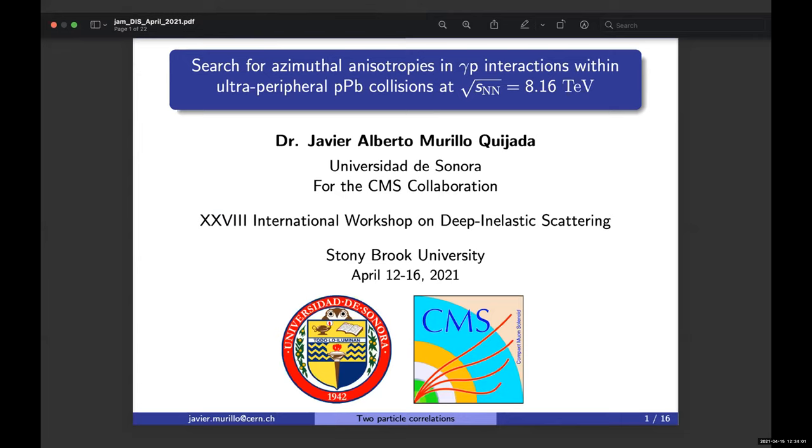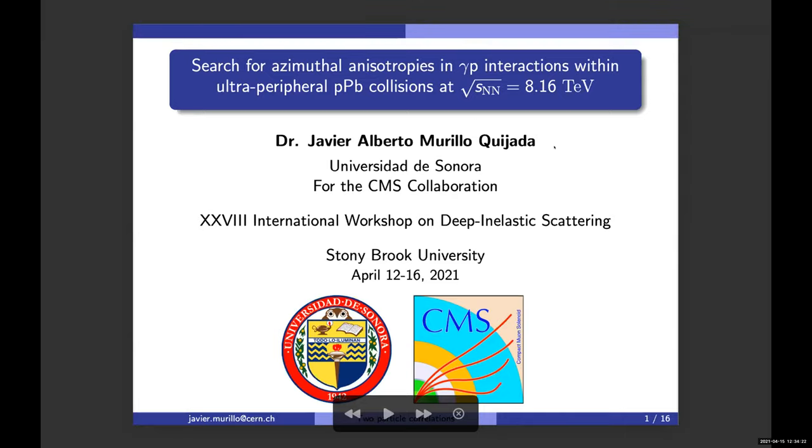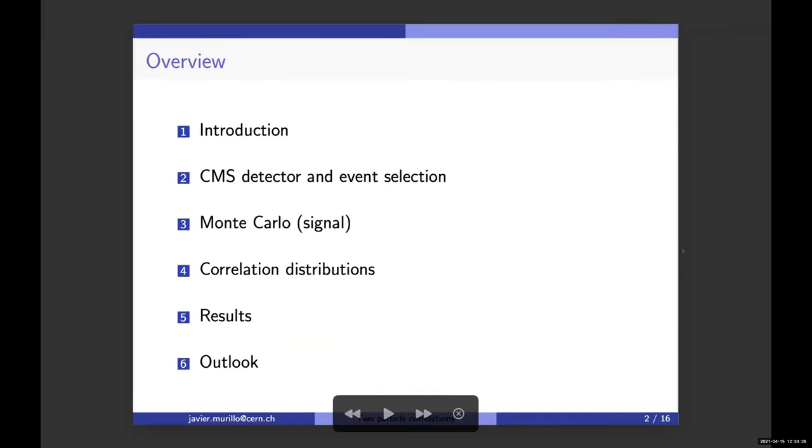Okay, so this is Javier here in Sonora. I will give an update on two-particle correlations in gamma-proton interactions. This is within the context of ultraperipheral collisions in proton-lead collisions at 8.16 TeV with the CMS experiment. This is the outline of the talk. We start with a brief introduction, and then I talk about crucial CMS subsystems that we use for the analysis. I will mention a Monte Carlo reference that we are currently adding into the final paper. And I will close with the correlation distributions that we produce and the results.